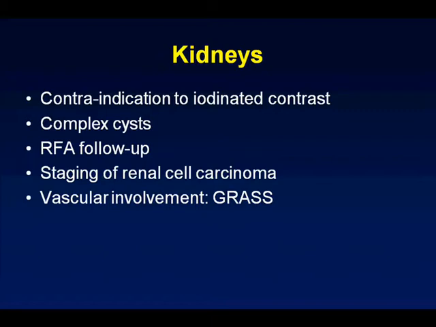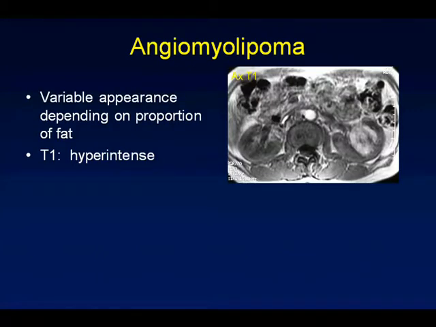MRI can be helpful in staging of renal cell carcinoma. And even without contrast, you can actually use various sequences, such as a GRE sequence, to see if there's thrombus in the renal vein or IVC. And I'll show an example of that. First case is an angiomyolipoma.